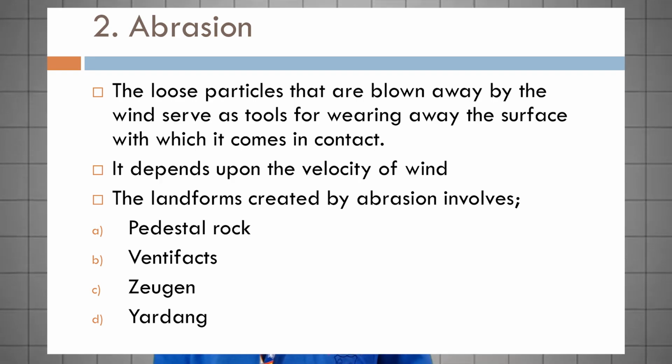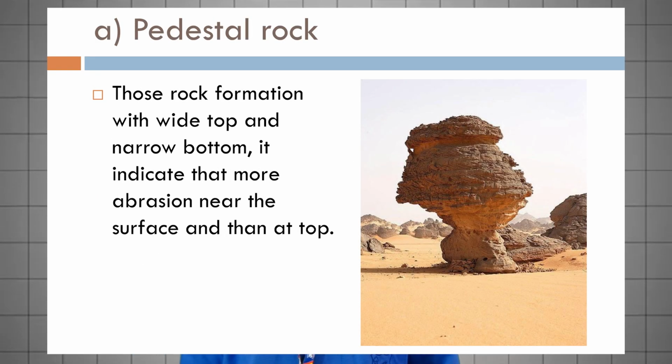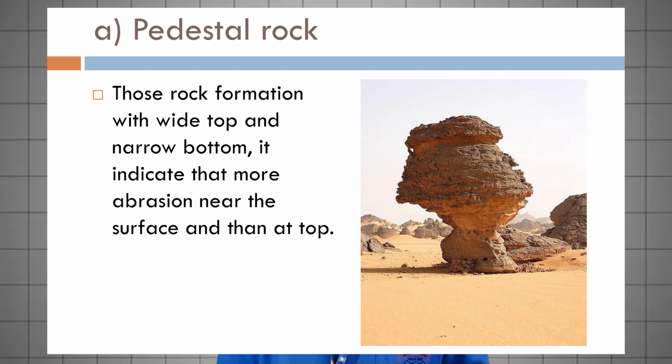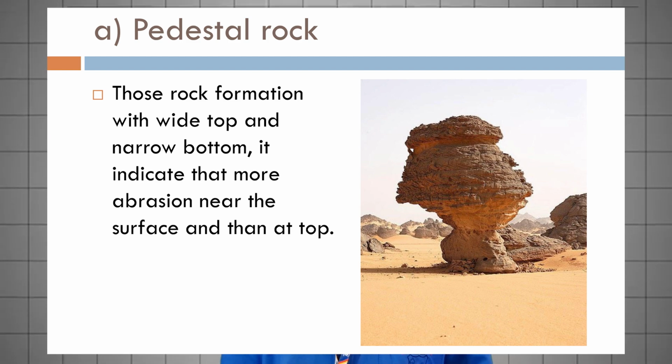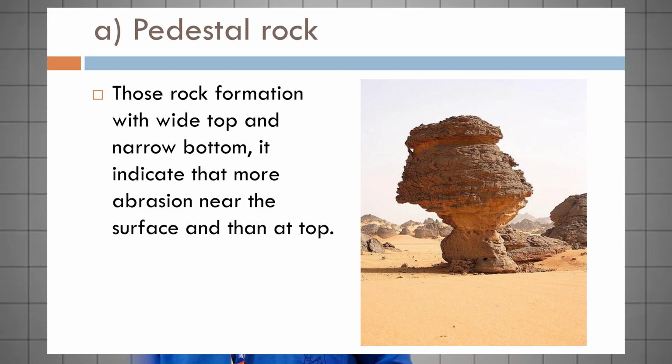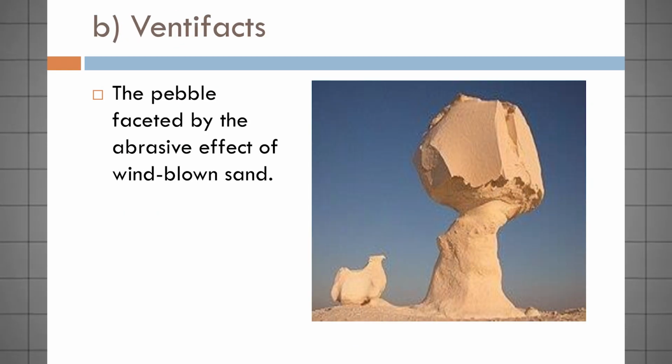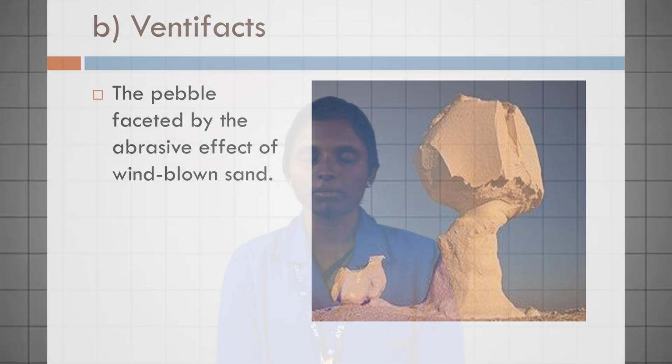The first one is pedestal rock. Pedestal rock is a rock formation with a wide top and narrow bottom, because the narrow bottom indicates that abrasion takes place more at the bottom surface. And then the ventifact. A ventifact is nothing but a pebble with faces. The pebble faces are formed by the action of abrasion.